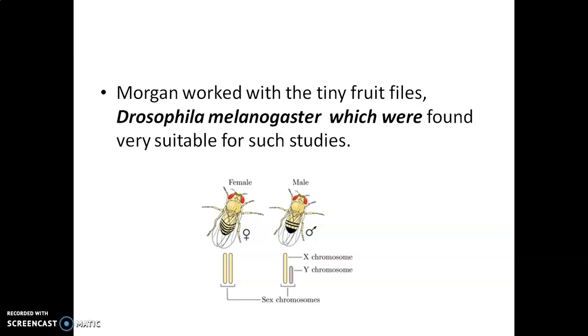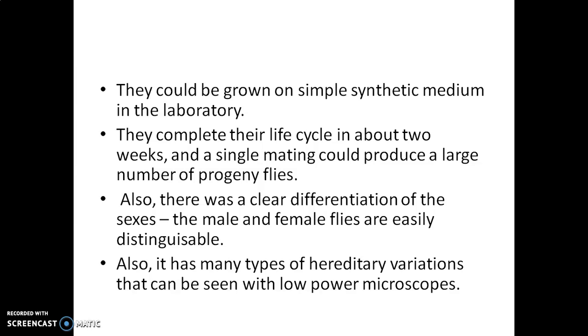And what are the special attributes of Drosophila melanogaster? Children, you study the scientific name, okay? Drosophila melanogaster. And the special features are, they could be grown on a simple synthetic medium in the laboratory. Then the second thing, they complete their life cycle in about 2 weeks, and a single mating could produce a large number of progeny flies.